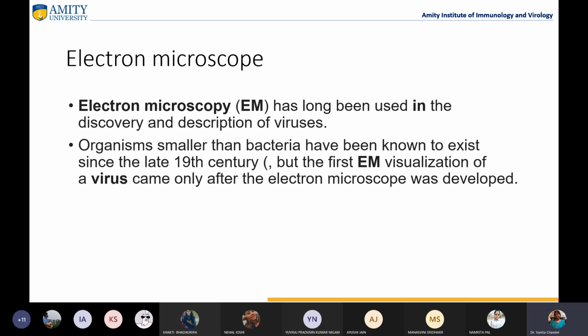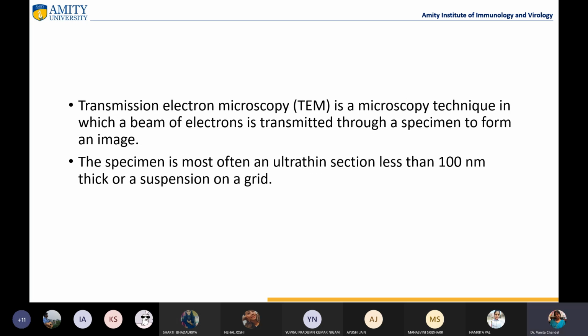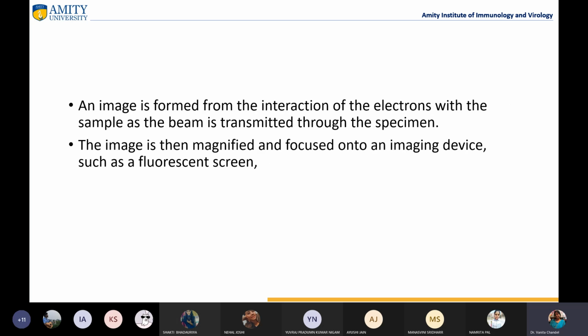But the electron microscope is one piece of equipment which is very costly, and it is not found in all labs. Only a few labs have an electron microscope. Basically, the transmission electron microscope is a microscopy technique where a beam of electrons is transmitted through a specimen to form an image, right? So very ultra thin sections are prepared on a particular grid.